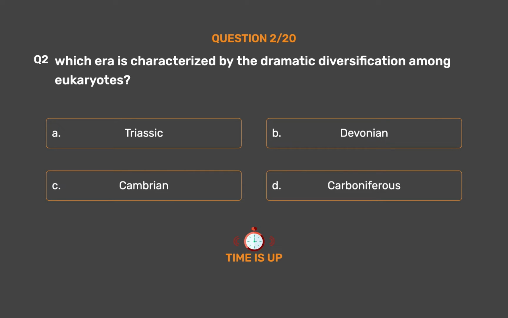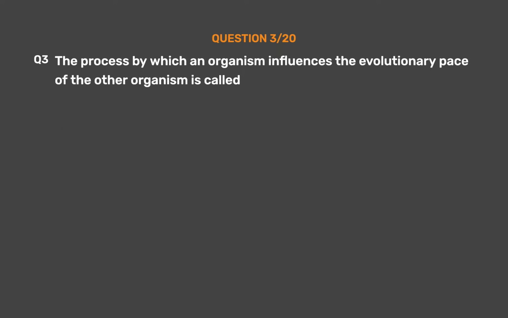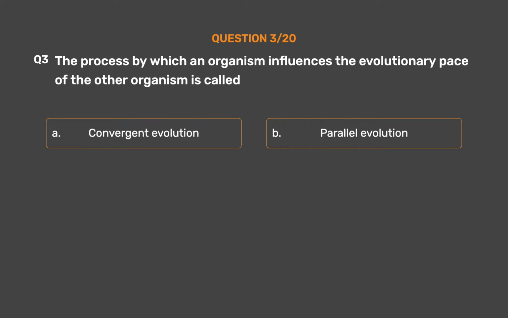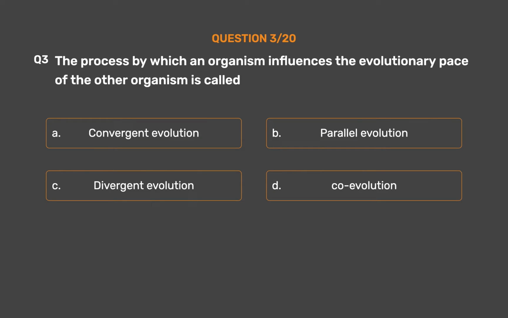The correct answer is Option C. Cambrian. Question number 3. The process by which an organism influences the evolutionary pace of the other organism is called Option A. Convergent evolution. Option B. Parallel evolution. Option C. Divergent evolution. Option D. Coevolution.